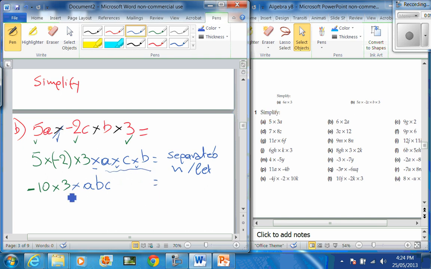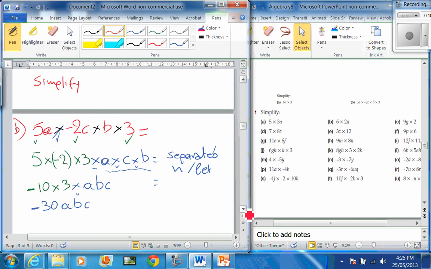And I continue multiplying this, and I still say minus 10 times 3. I keep the minus because a minus and a plus give a minus, and I go minus 3 times 10, 30. And I get rid of this, and I go minus 30 A, B, C. Done.